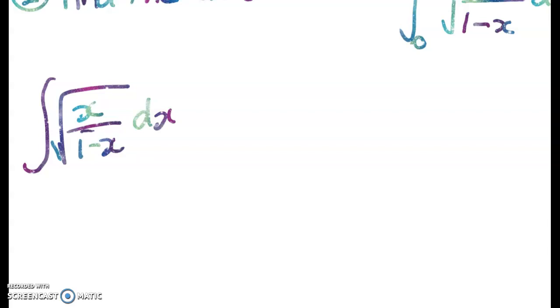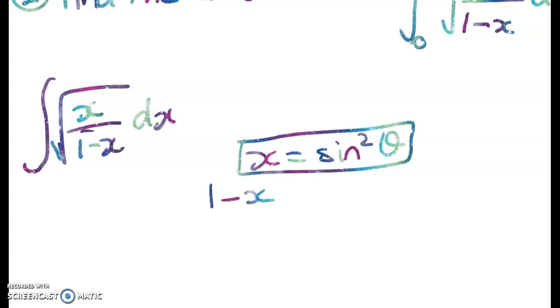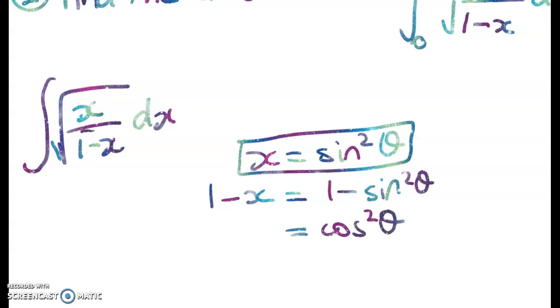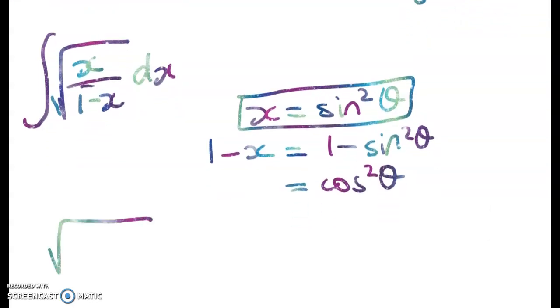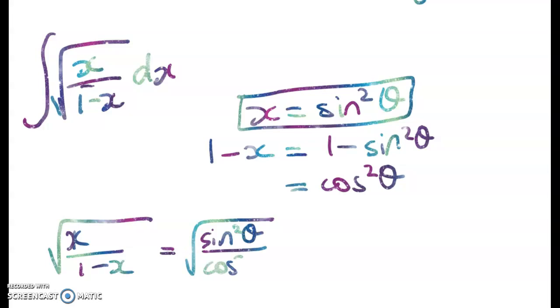And we're told to use this substitution. So everywhere we've got an x, we're going to change it into something with a theta. I'll start off by working out the bottom line. So the top line is going to get replaced with that. 1 minus x is 1 minus sine squared theta, and we can see straight away that that's equal to cos squared theta. So just working that through before we put it back into the integral, we get x over 1 minus x is equal to the square root of sine squared theta over cos squared theta, which is sine theta over cos theta.